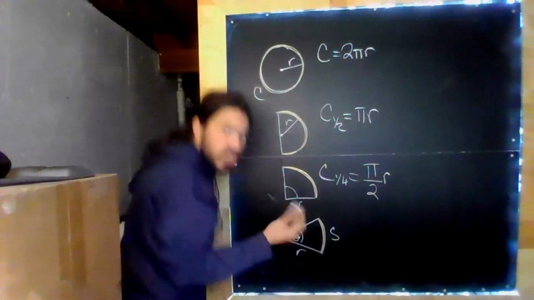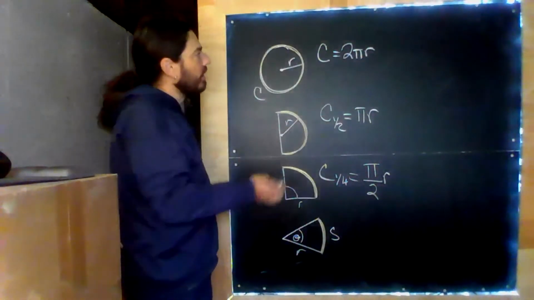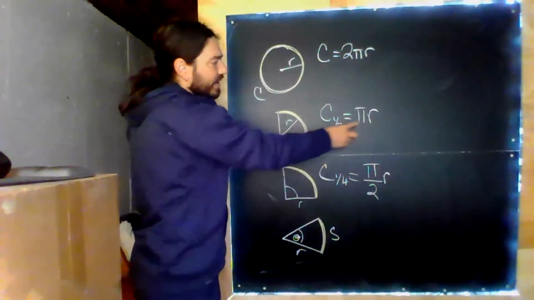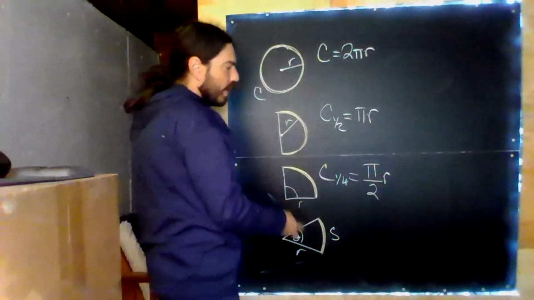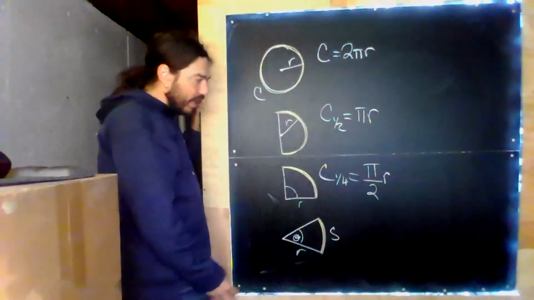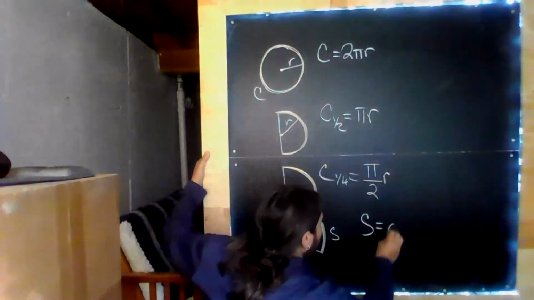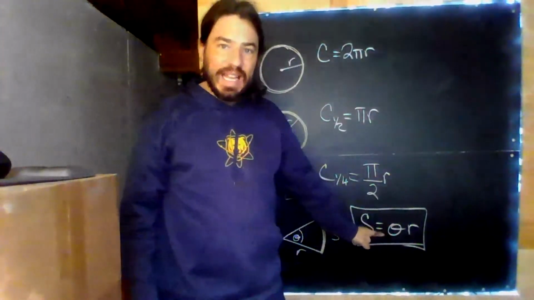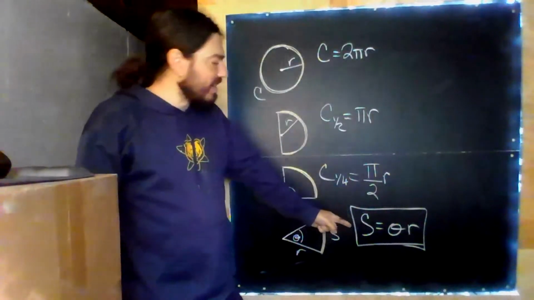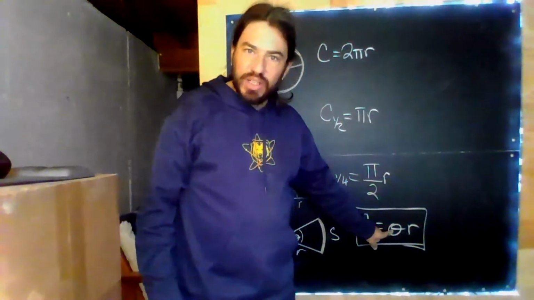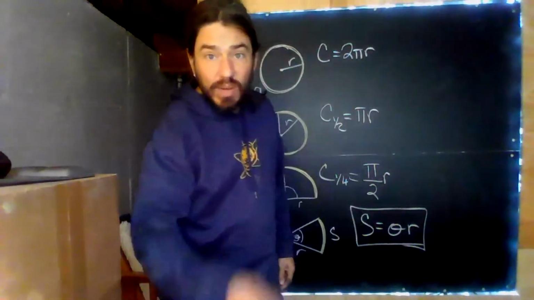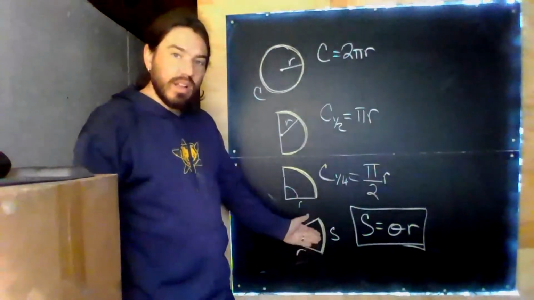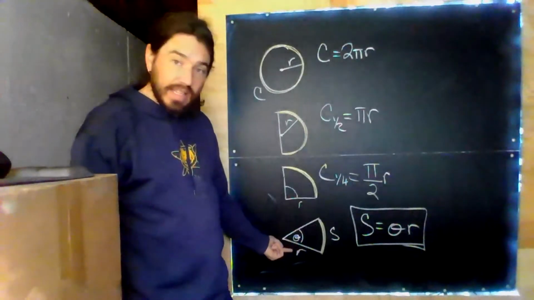we can invent a new unit for measuring angles, and say all the way around is 2 pi of these units, halfway around is pi of these units, a quarter of the way around is pi over 2 of these units. Then we can write this relationship very easily, where S equals theta times R. And this works for any angle, not just these special ones, as long as theta is measured in radians. As long as we say 2 pi radians equals 360 degrees, we get this nice relationship between the distance along an arc, the radius, and the angle.